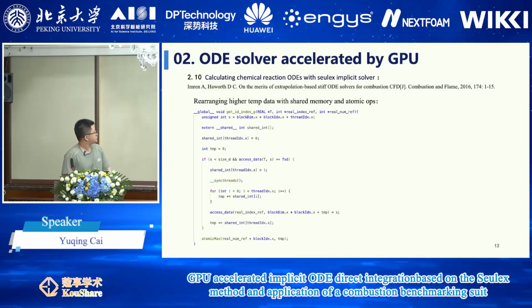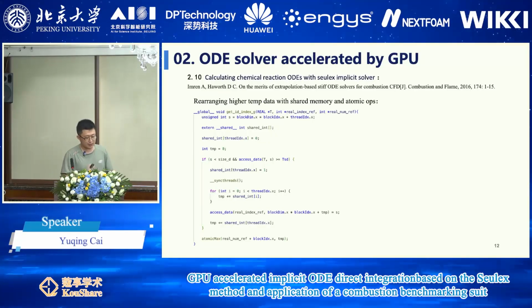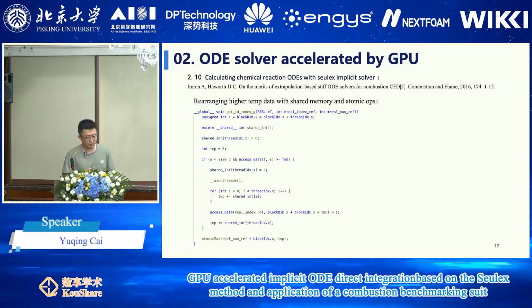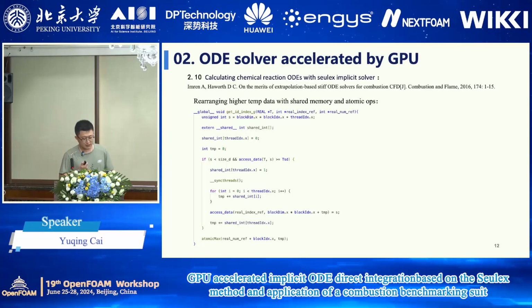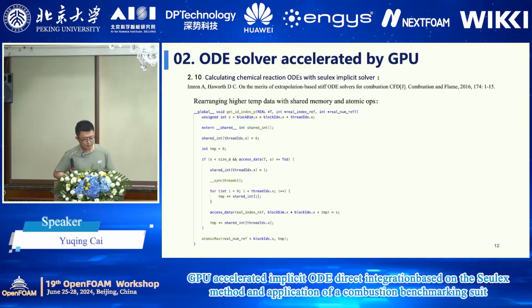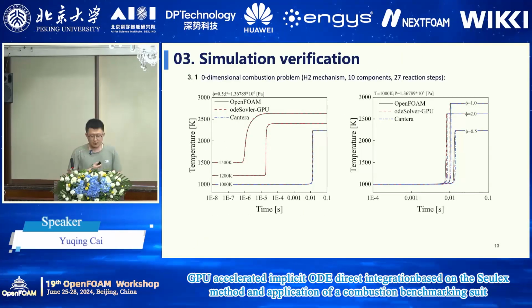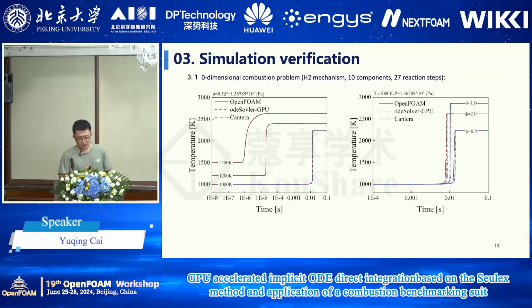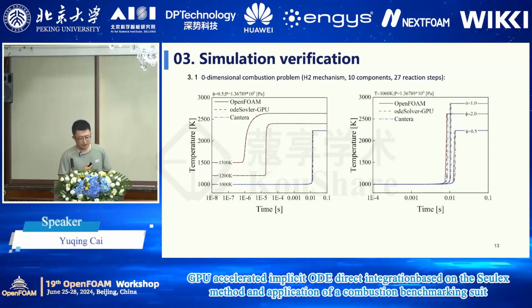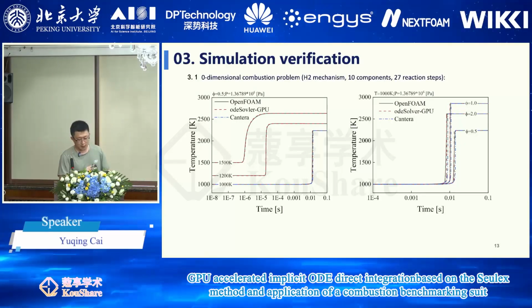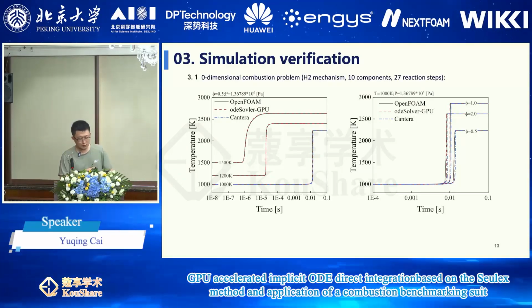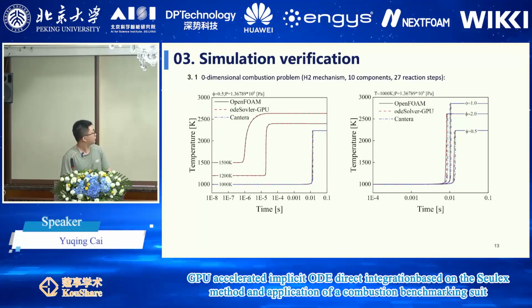Then we developed a reordering of the higher temperature data with shared memory and atomic operations to accelerate the calculation in the low temperature region. In this section, we will show some results of the OpenCC simulation verification for zero-dimensional hydrogen combustion, homogeneous combustion, at different temperatures and equivalence ratios. The calculation results of OpenCC match those of OpenFOAM and Cantera.